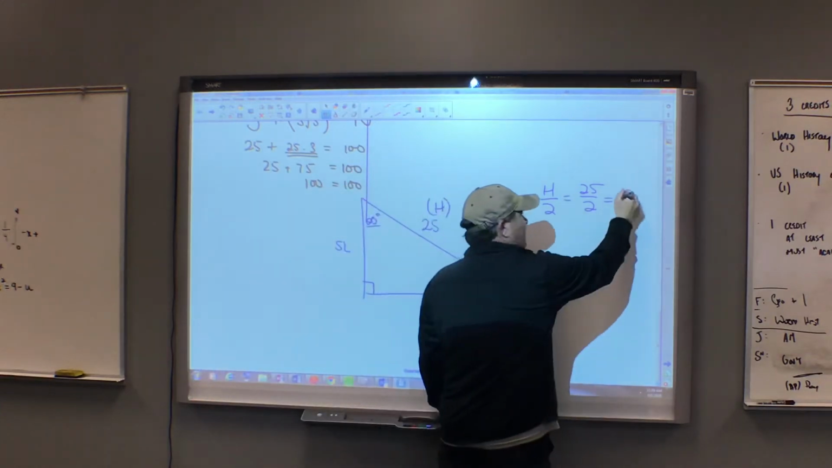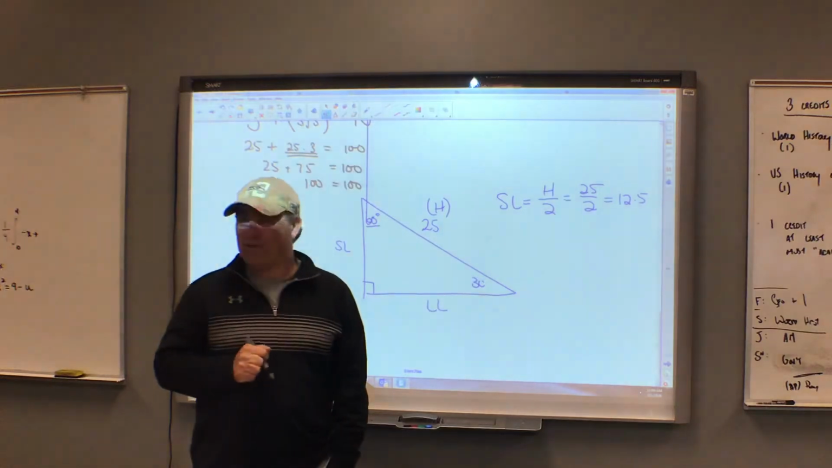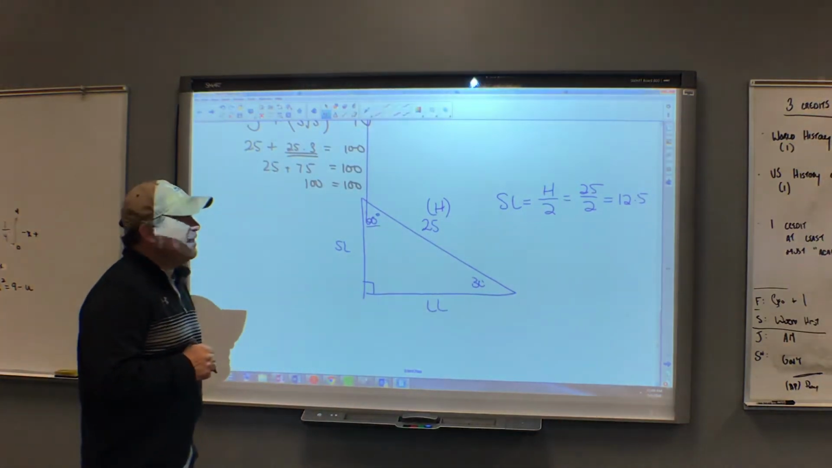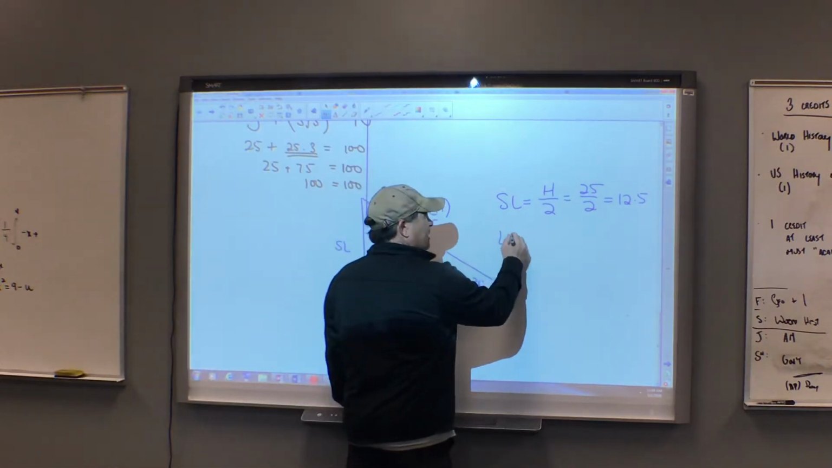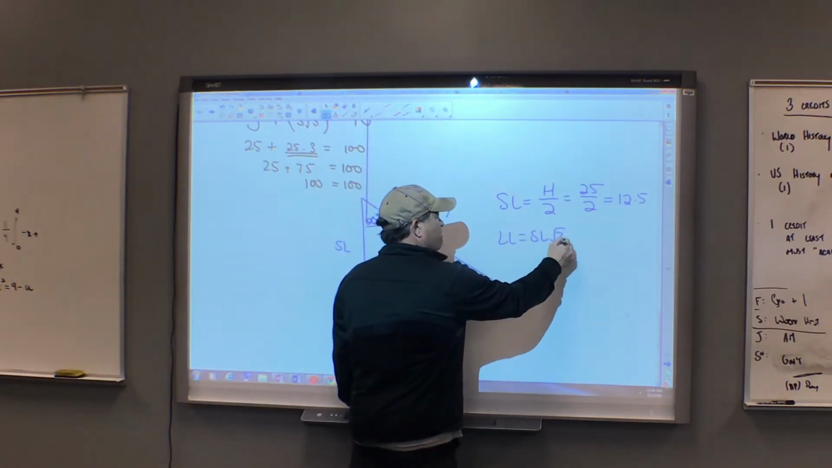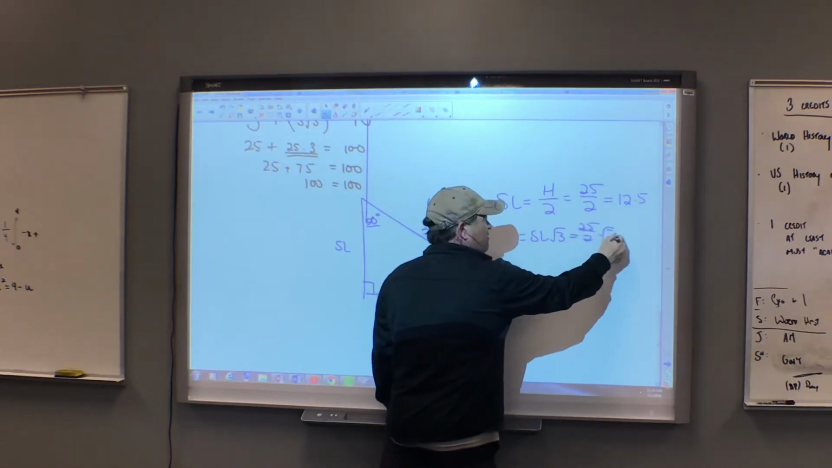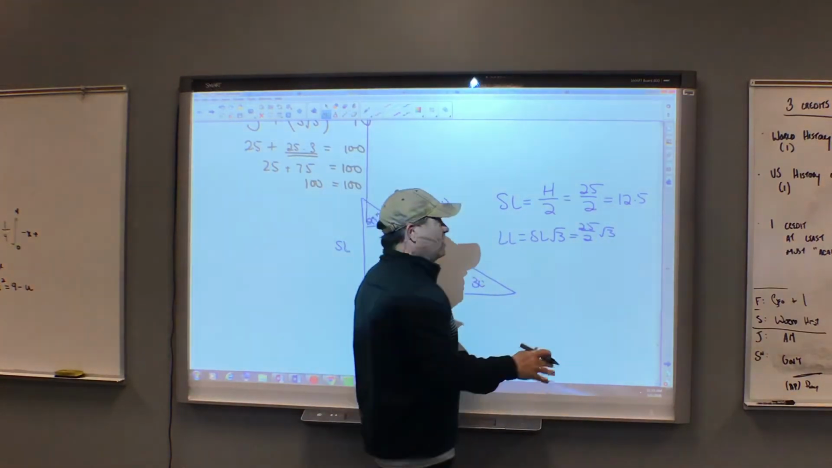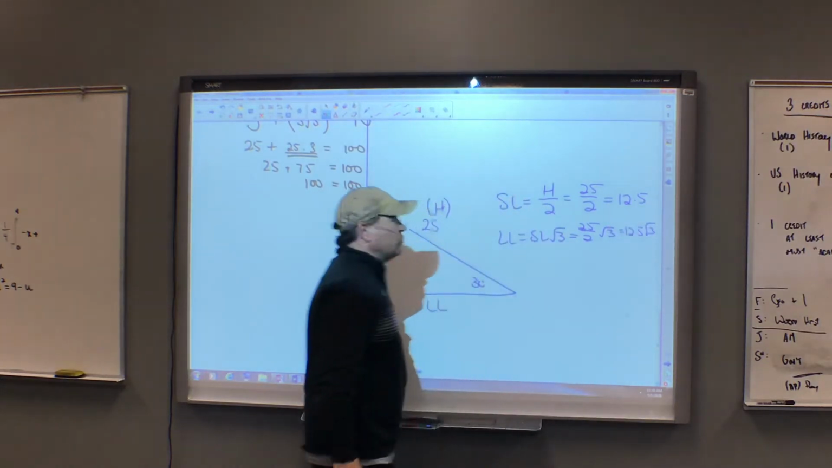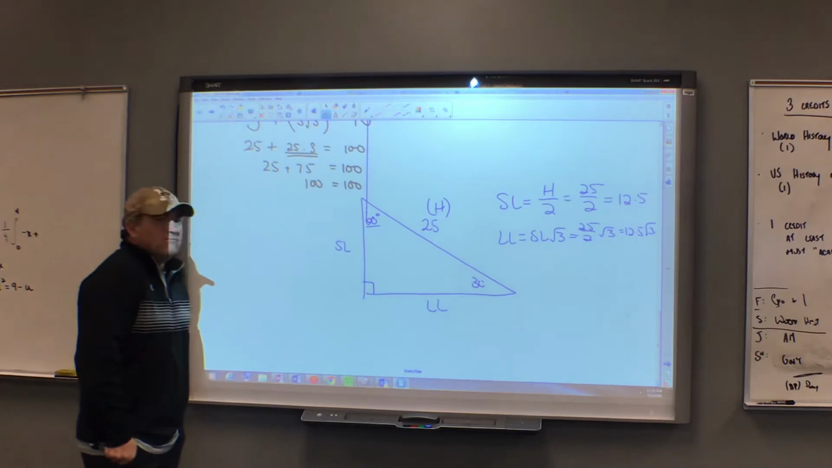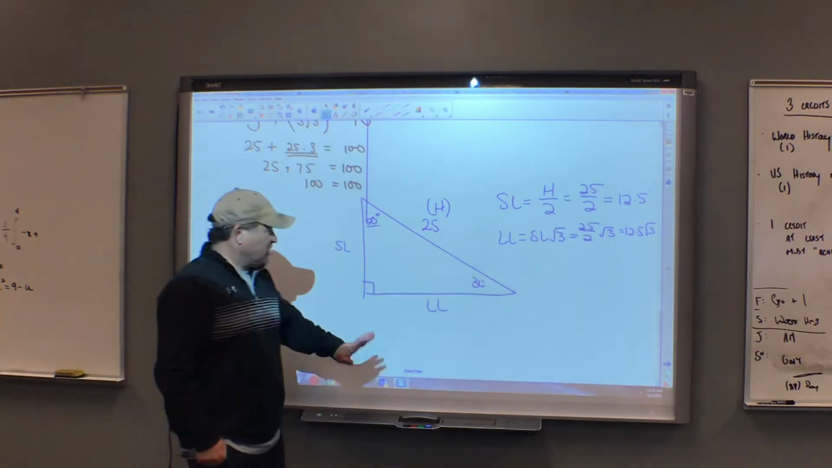If you're uncomfortable with that, that's 12.5. But the short leg is the key. Once I knew the short leg, then I can get the long leg, because the long leg is the short leg root 3, which could either be 25 over 2 root 3, which I could be done with, or if you like, 12.5 root 3. Okay, either way. All right, so that was the 30, 60, 90.